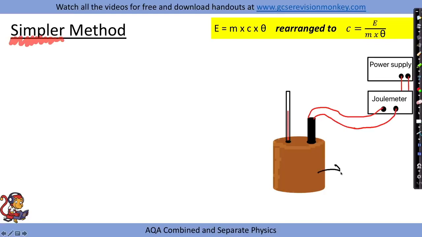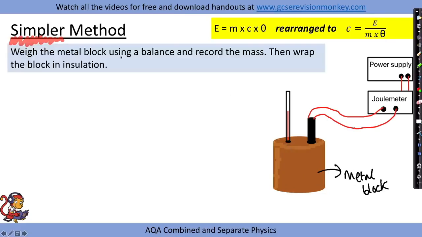So let's say, for example, we have this metal block. That is the material that we want to measure the specific heat capacity of. In the exam, it could be anything like aluminium or copper, or they could talk about a random substance altogether. So the first thing we do is weigh the metal block using a balance and record the mass. So this will give us this part of our equation, the m, the mass. Then we need to wrap our block in insulation to reduce the energy transferred to the surroundings. So you might have some bubble wrap or something like that that you would wrap your block in.